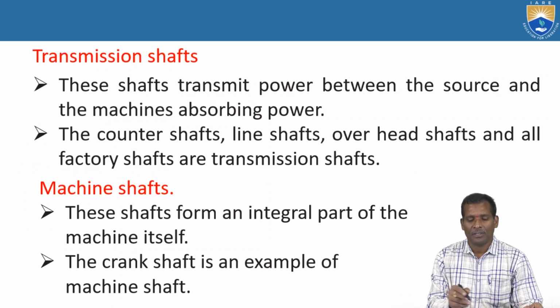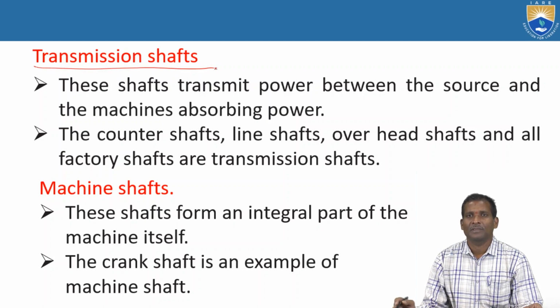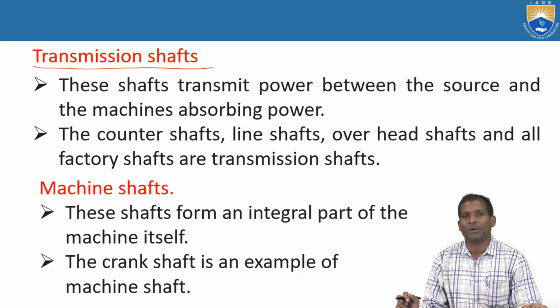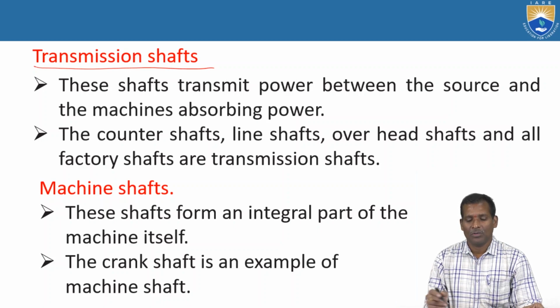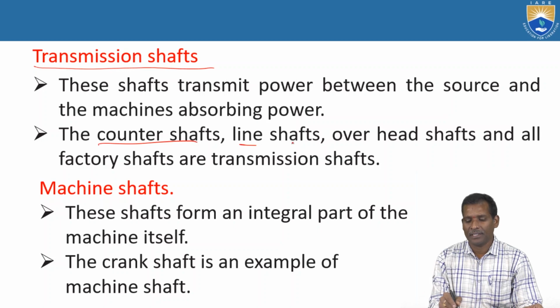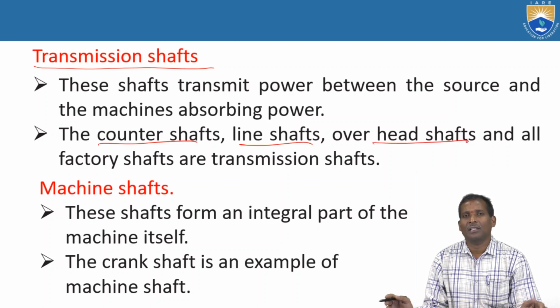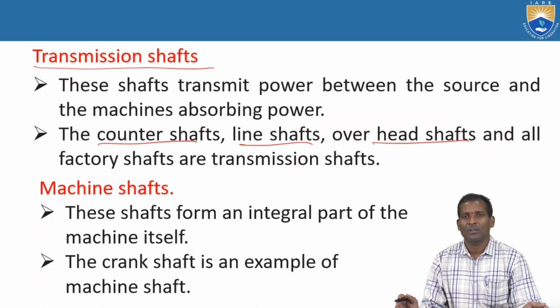Here I explain briefly the transmission shaft. These shafts transmit power between the source and the machine absorbing power. Examples of transmission shafts are countershafts, line shafts, overhead shafts, and all other remaining factory shafts. The main purpose of this shaft is to transmit power from one particular place, that is the source, to the machine absorbing power. First source to second source.